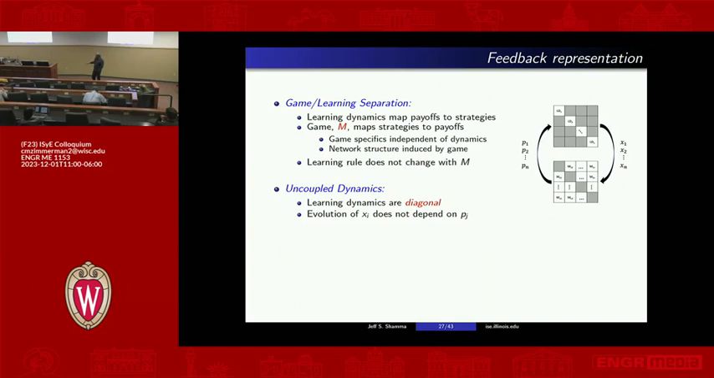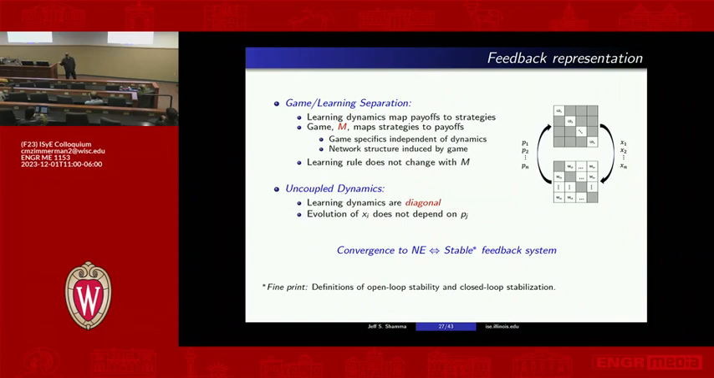Why is this distinction so important? Well, for me, it's essential because I'm a controls person and I need to see a feedback loop. And now I have a feedback loop and now I can declare home field advantage, right? That's why it's important. I now have a feedback loop. We're in charge. So now that we have a feedback system, what does it mean to converge to Nash equilibrium?